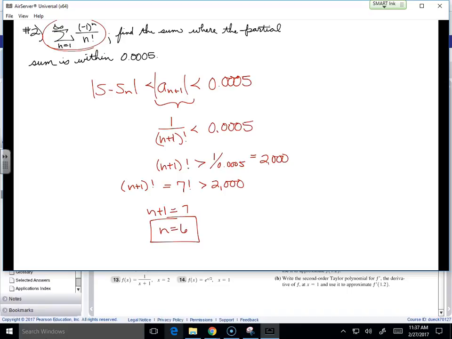6. That's where it gets a little tricky, because the 7 is the one that bumps it over, but remember that is the n plus first, so take away 1. So we're going to find the 6th partial sum, or the 6th partial sum would have an error less than 1 over 7 factorial, hence why it would work. Does that make sense?